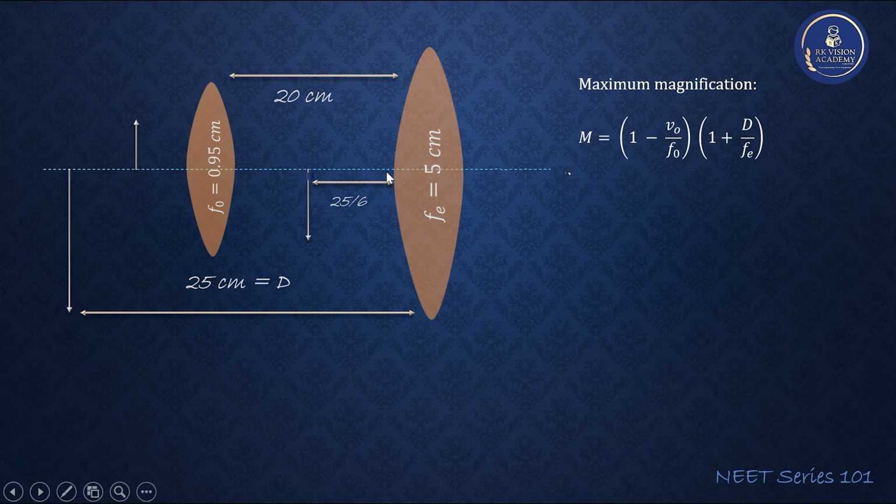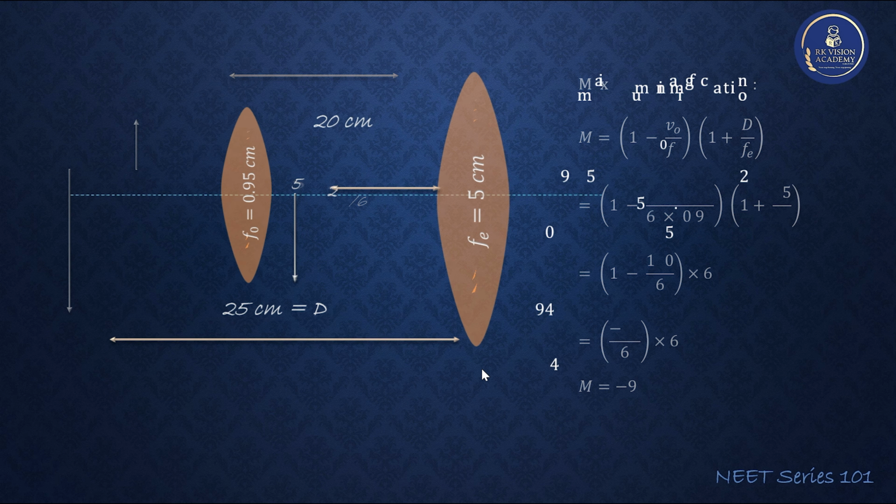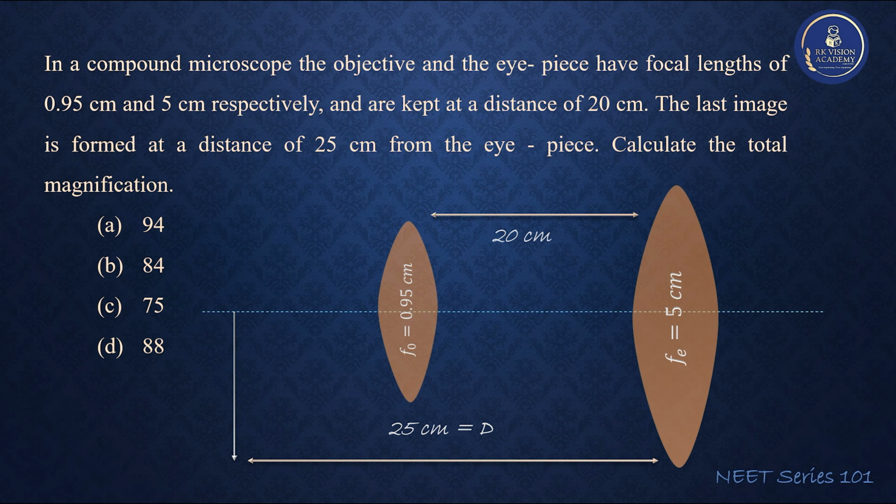So now we know v0, which is 95 by 6. Substitute the known values, and we'll have m is equal to minus 94. Do we have that in the options? Yes, option A. That was fun.